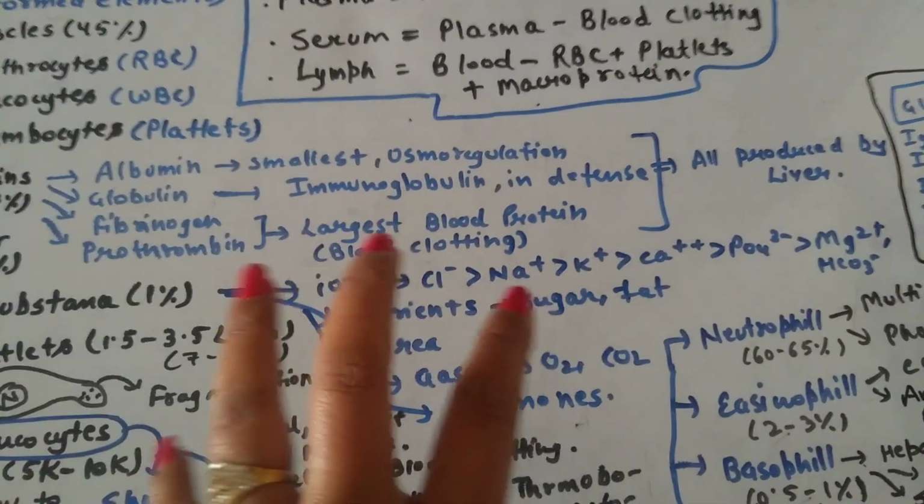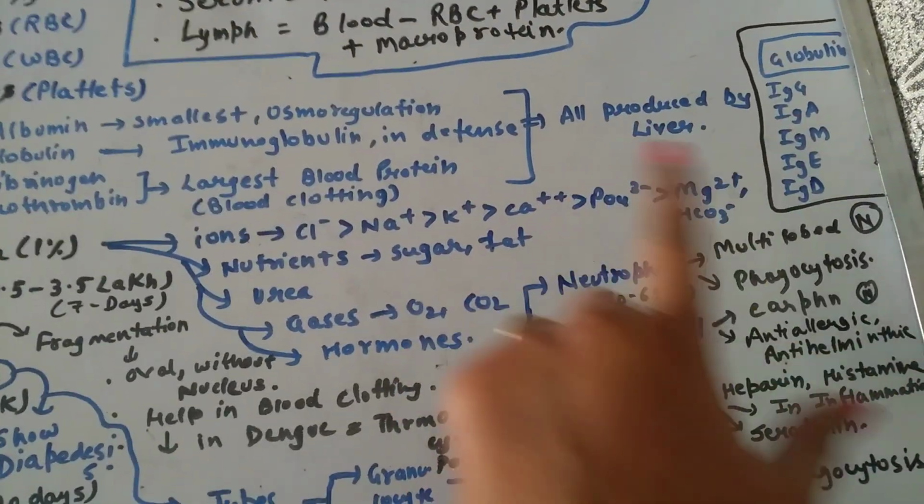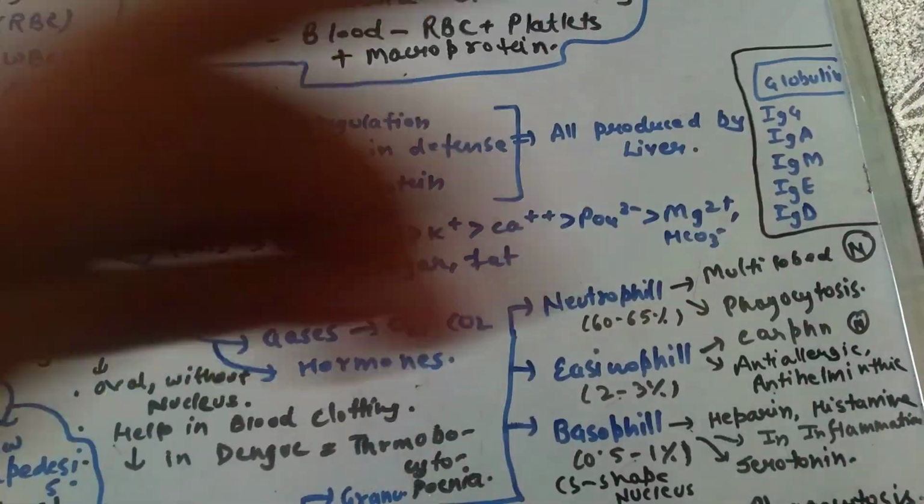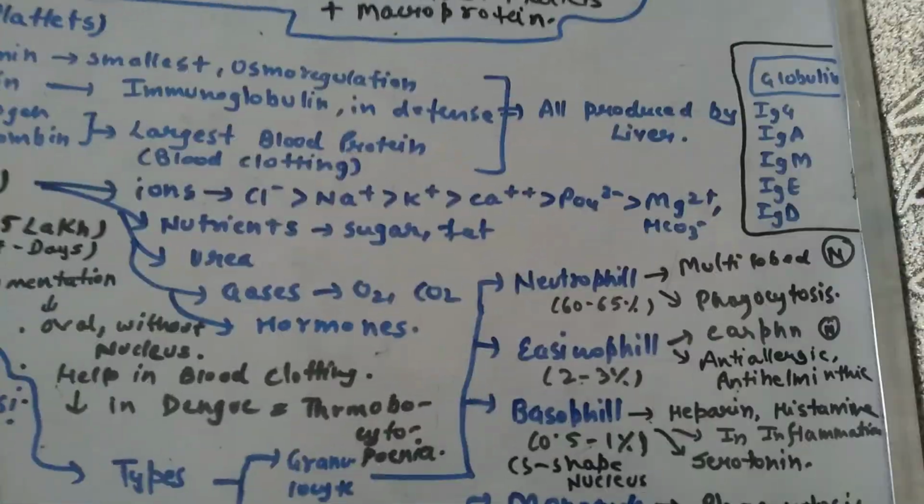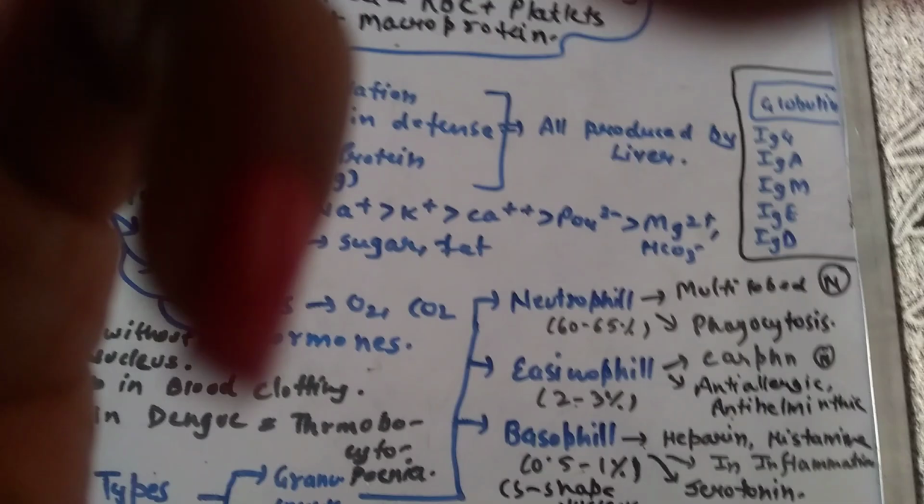All types of proteins are produced inside the liver. All proteins are produced by the liver. Okay. Now let's talk about the globulins. Basically, globulins are further divided into four categories.